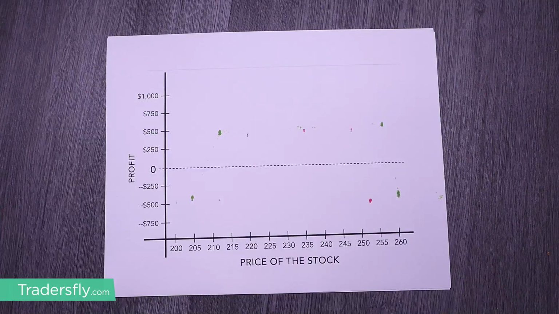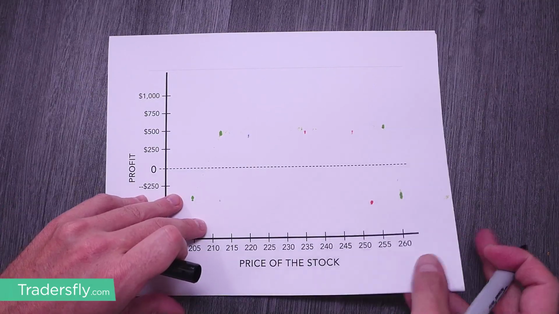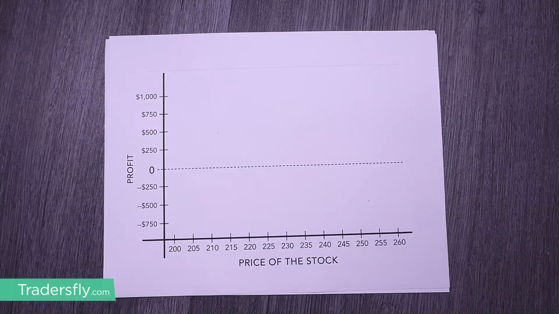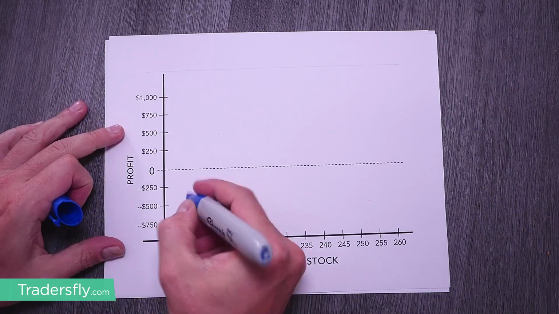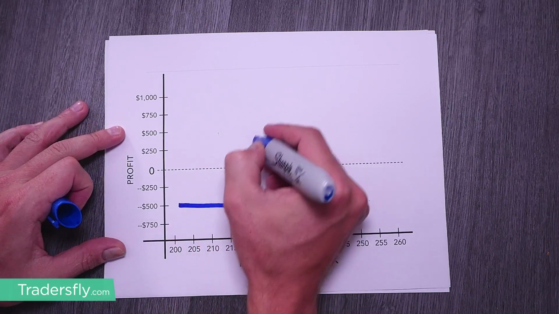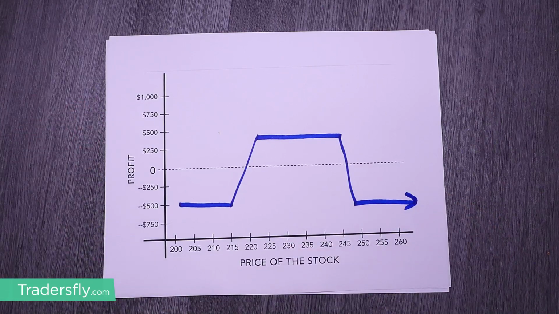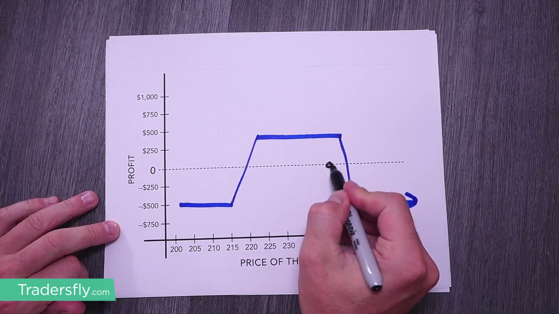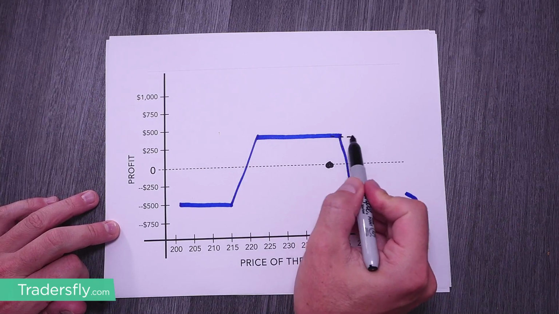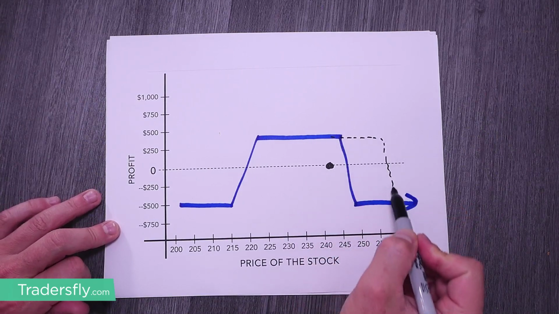And when it comes to inversion, here's really what you're looking at. If you have an iron condor right here, and price moves up on you, now what you want to do is move this out.